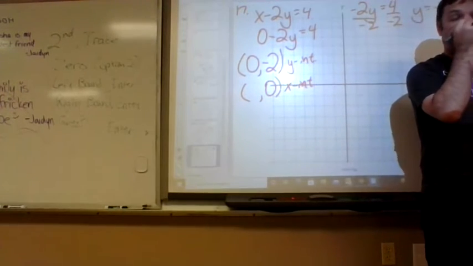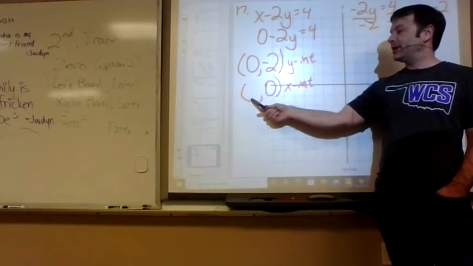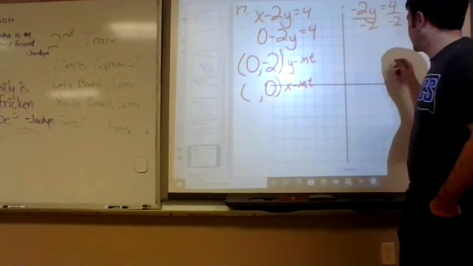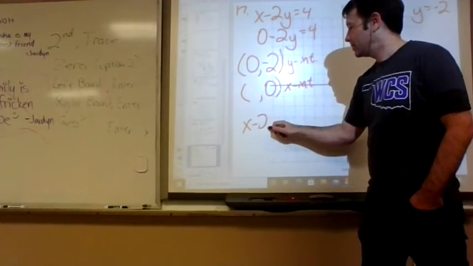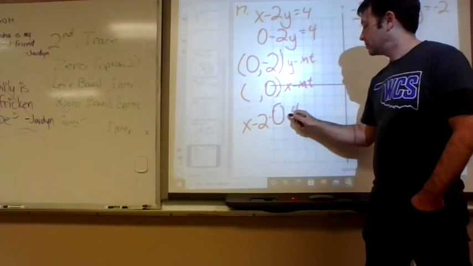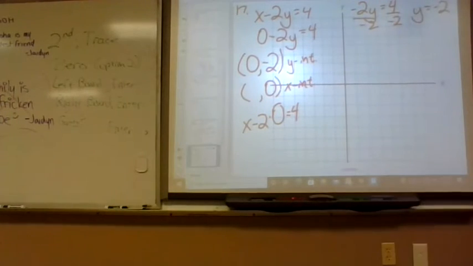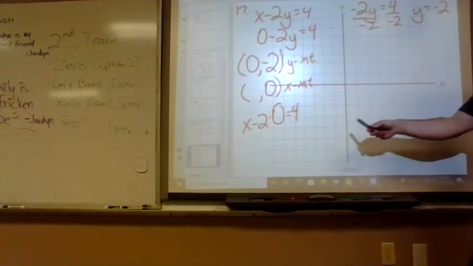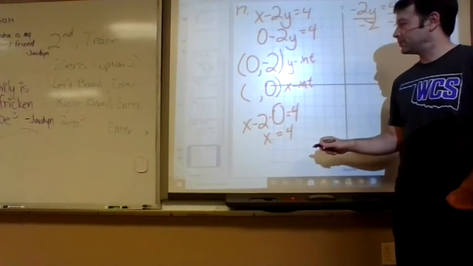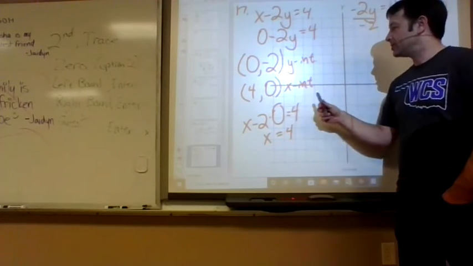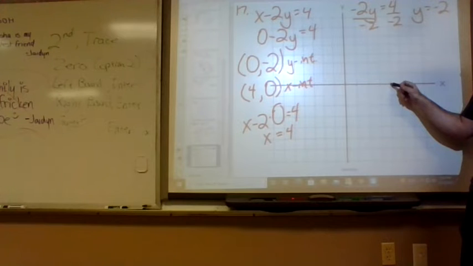We're going to graph this in a second. To find the x-intercept, I'm going to do the same thing, but put in a 0 for the y. x minus 2 times 0 equals 4. What's 2 times 0? 0. So x minus 0 equals 4. What's x minus 0? x. x equals 4. So when y is 0, x has to be 4. That's the x-intercept. So all you do is go on your graph and put a dot at 4, 0.